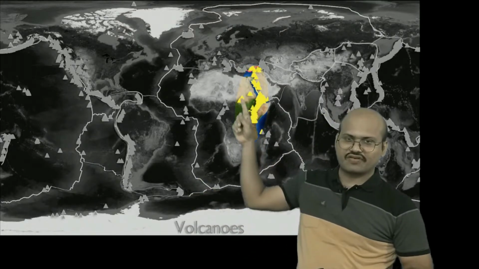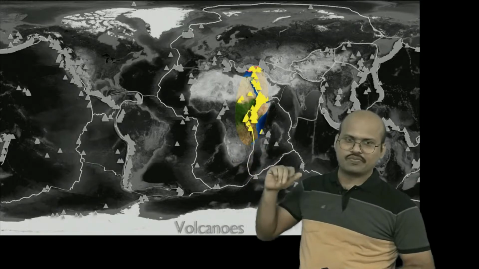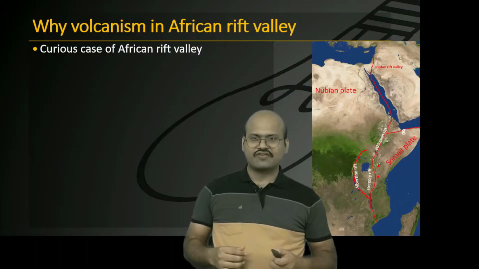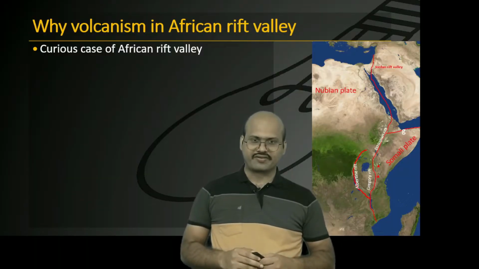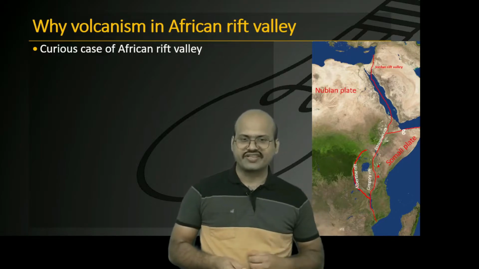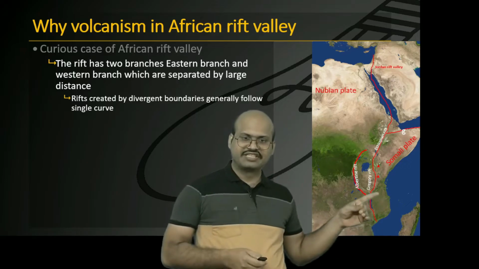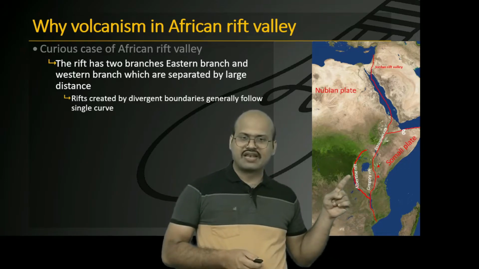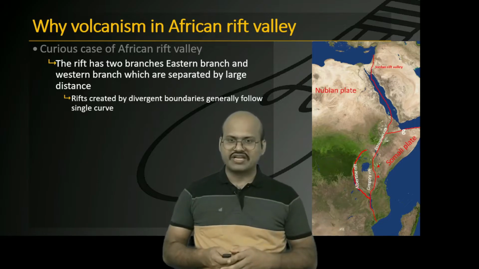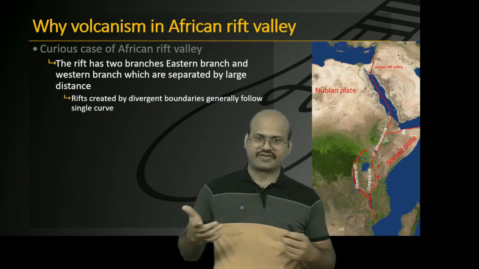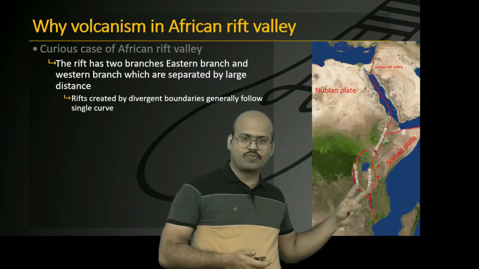Let's see the African Rift Valley. The African Rift Valley is a valley on the eastern side of Africa, which is splitting Africa into two parts. We can see that there is a huge concentration of volcanic activities here. So let's see why volcanism occurs in the African Rift Valley. Now, the African Rift Valley is a very curious case. Let's see why. The rift has two branches, eastern and western, and they are separated by a large distance. However, when a rift is created by a divergent boundary, then there is generally only one single rift. But here we see that there are two parallel rifts.